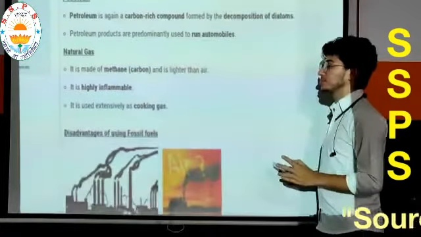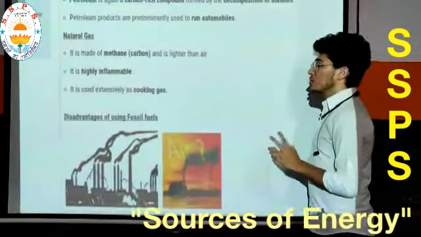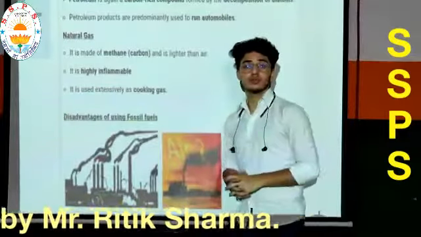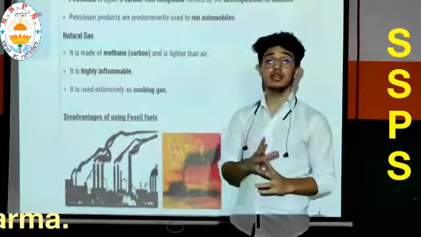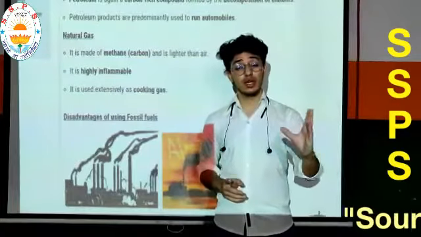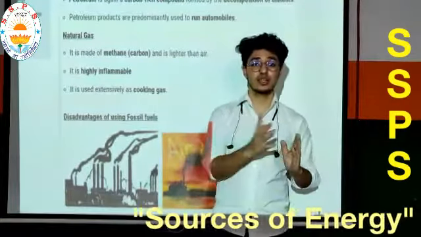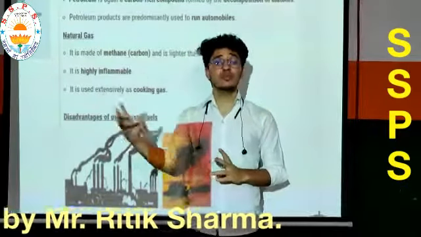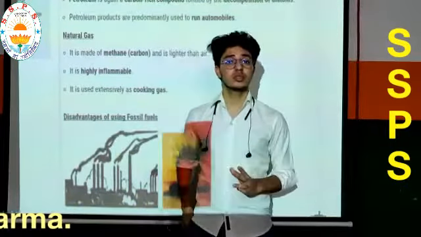And the third one is natural gas. Natural gas is mainly made up of methane, that is CH4, and it is highly inflammable. That's why natural gas is extensively used as a cooking gas. So these were some uses of fossil fuels.